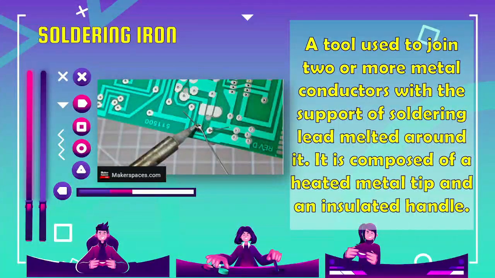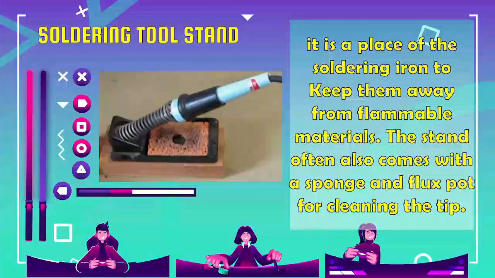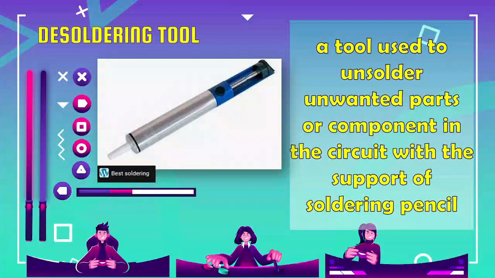Soldering iron, a tool used to join two or more metal contacts with the support of solder melted around it. Soldering tool stand. It is a place for the soldering iron to keep it away from flammable materials. The stand often also comes with a sponge and flux pad for cleaning the tip. Desoldering tool, a tool used to unsolder unwanted parts of a component in the circuit with the support of a soldering pencil.